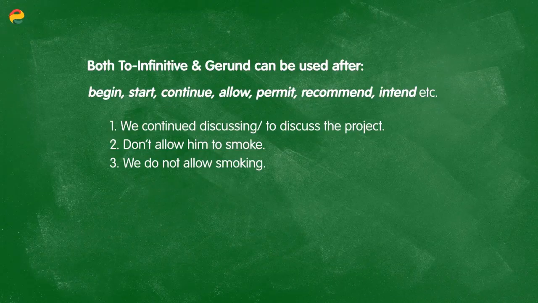However, if I say something like, don't allow him to smoke, and we do not allow smoking, there is a difference. If there is no object after the verb, the gerund is usually preferable, whereas the infinitive is used after an object in many cases. Don't allow him to smoke. Him is the object, so we use an infinitive phrase instead of the gerund.